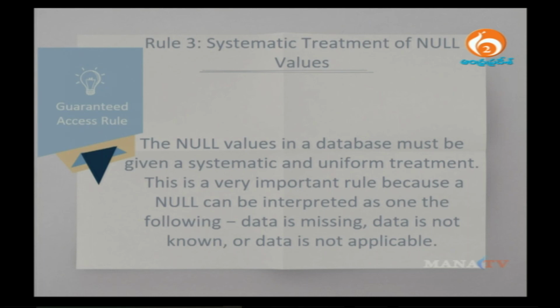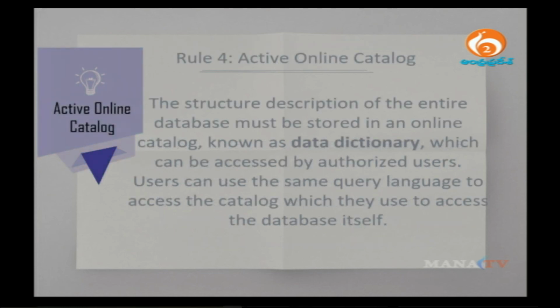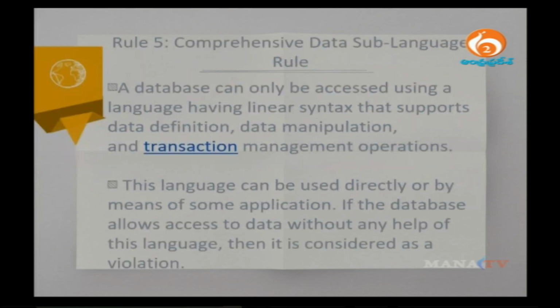It is one of the most important rules in E.F. Codd's rules. Out of the 12 rules, the third rule is one you can give first priority. The next rule is the active online catalog. Whenever online transactions are happening on a particular database, this rule comes into the picture. The next rule is the comprehensive data sublanguage rule.